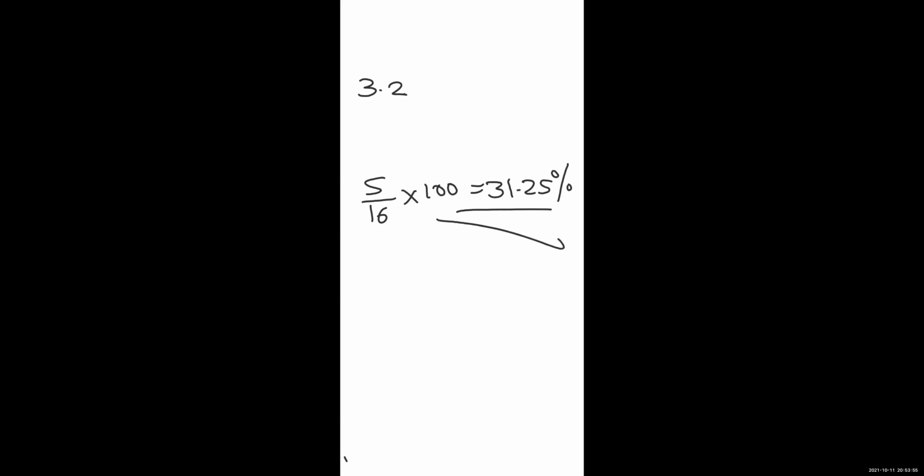That's it. 5/16 multiply 100 equal 500/16. Yes, that's correct. 5/16 times 100 equal 500/16. Check it on the calculator. It will equal the same result.